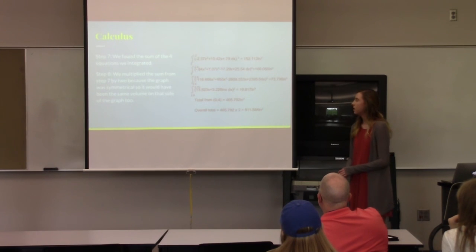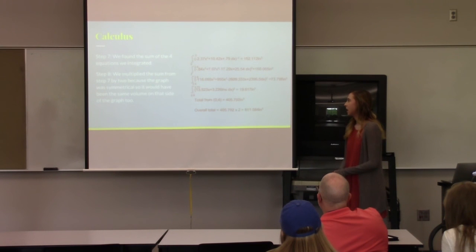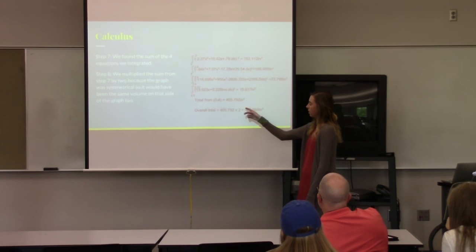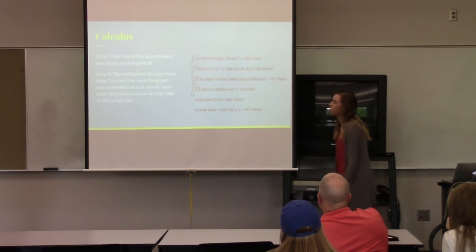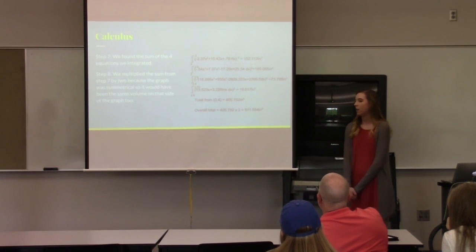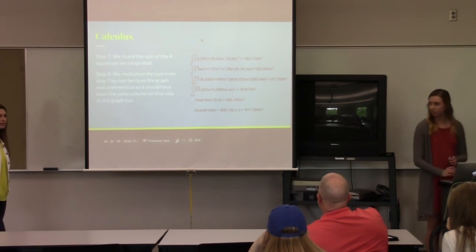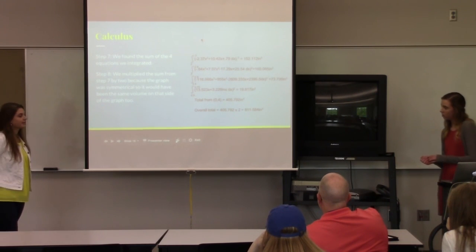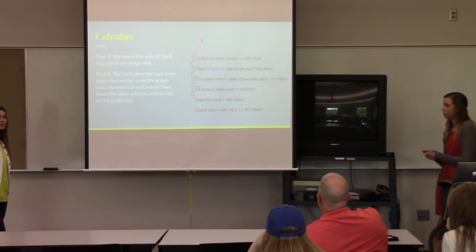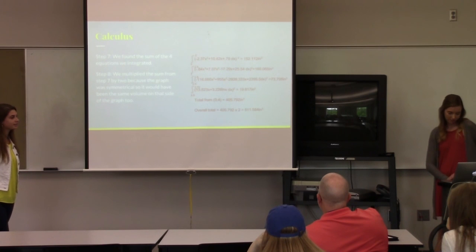The second line, we got 160.065 inches cubed, 73.798 inches cubed for the next one, and then last, 19.817 inches cubed. And after that, once we add them all together, we got 405.792 inches cubed. And then once we multiplied it by 2 because of the symmetry, we got 811.584 inches cubed. For our equations, we squared them because in cross sections, the s would have been squared because that's for squares. So we squared our equations.